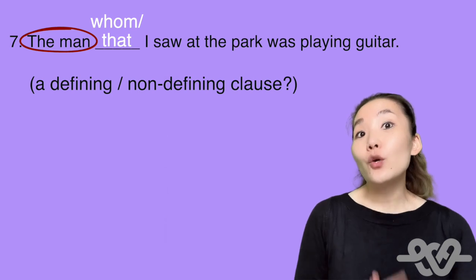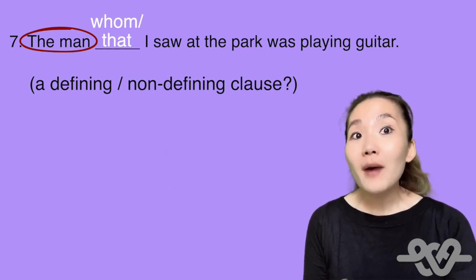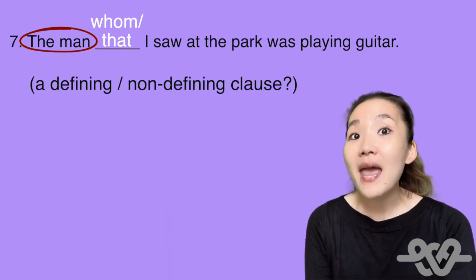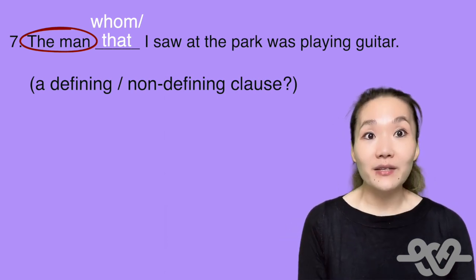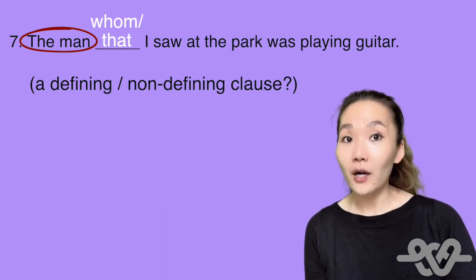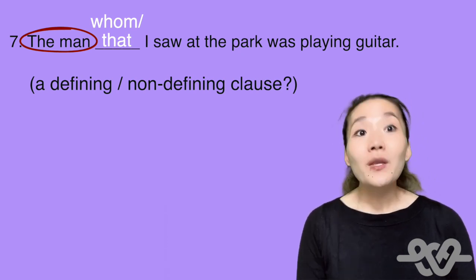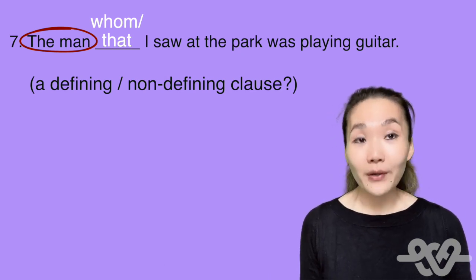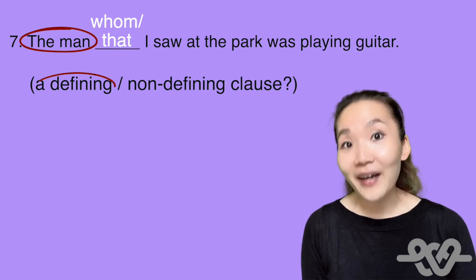So for this question, the relative clause whom I saw at the park, it's crucial in pinpointing the exact man involved. It minimizes the confusion and precisely identifies the man I saw at the park as the one playing the guitar. Without this detail, there would be uncertainty about which man we're referring to. Therefore, this is a defining relative clause.